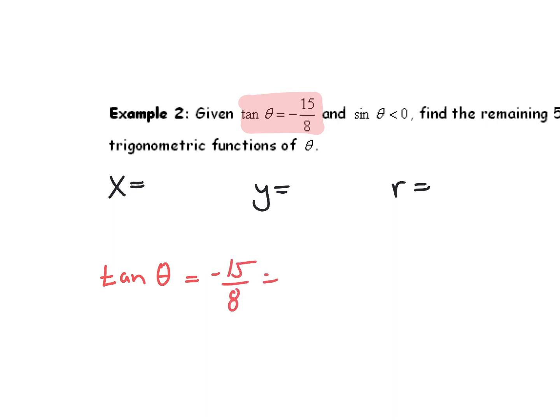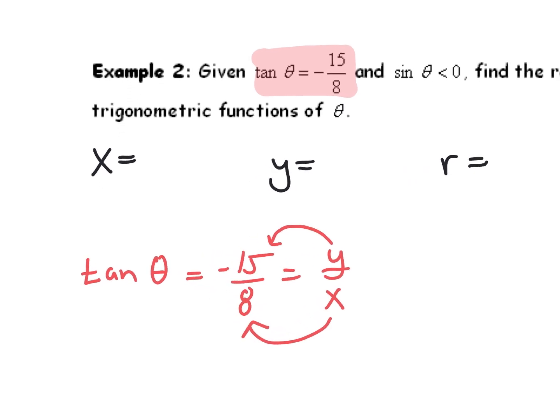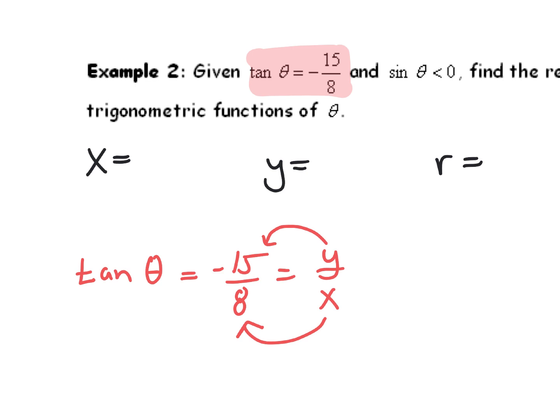And if I remember the definition of tangent as y over x, I know y is going to be something with the 15. And then x is going to be something with the 8. But I need to figure out where this negative goes. This guy right here, I don't know if it's supposed to go on the top or on the bottom. See that? So that's kind of why they give us this other clue here. I kind of like these. It's like a puzzle.